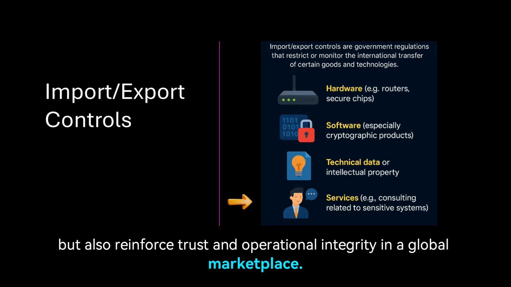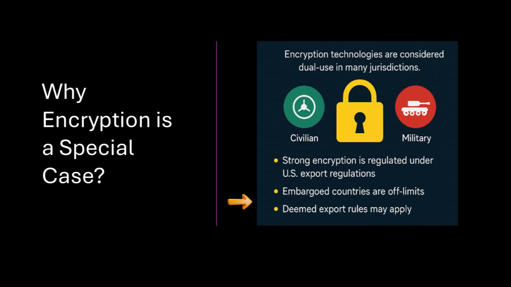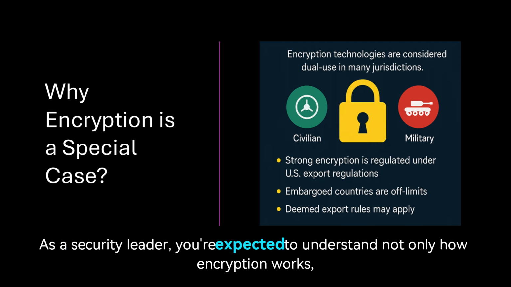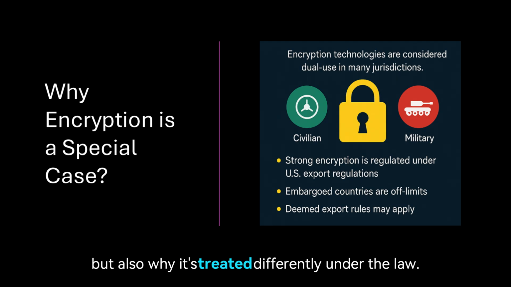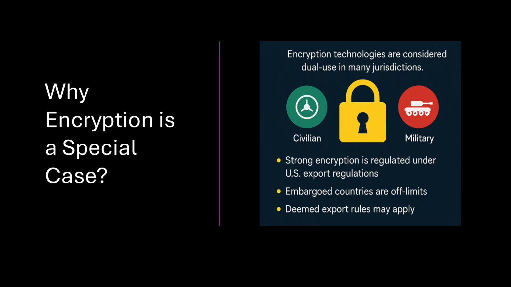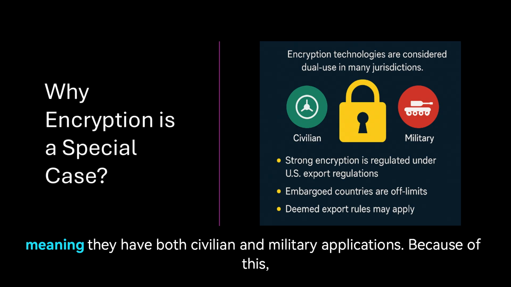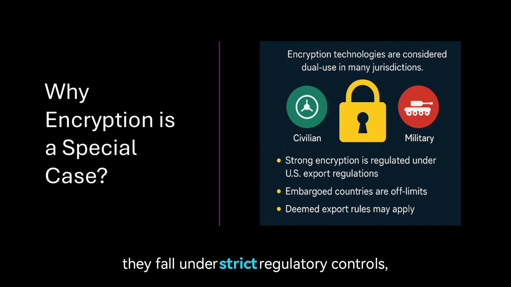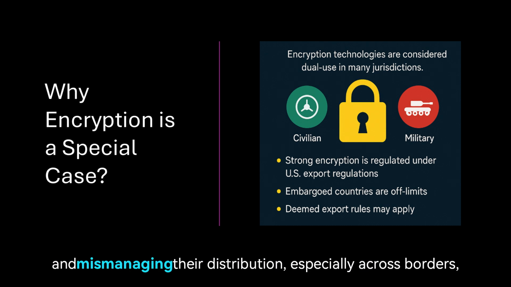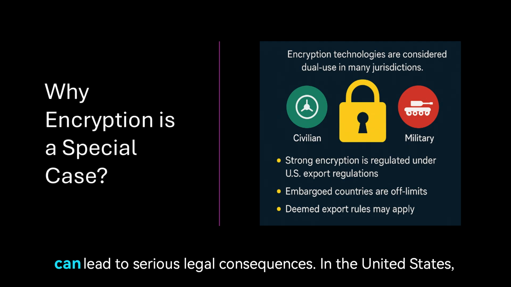As a security leader, you're expected to understand not only how encryption works, but also why it's treated differently under the law. Encryption technologies are considered dual use in many countries, meaning they have both civilian and military applications. Because of this, they fall under strict regulatory controls, and mismanaging their distribution, especially across borders, can lead to serious legal consequences.